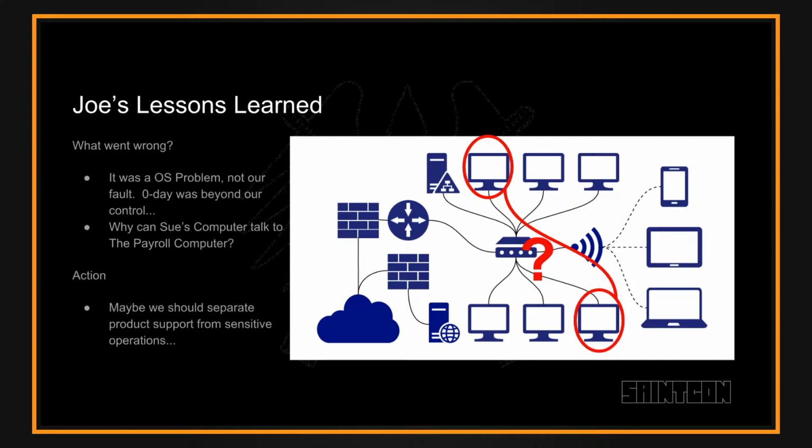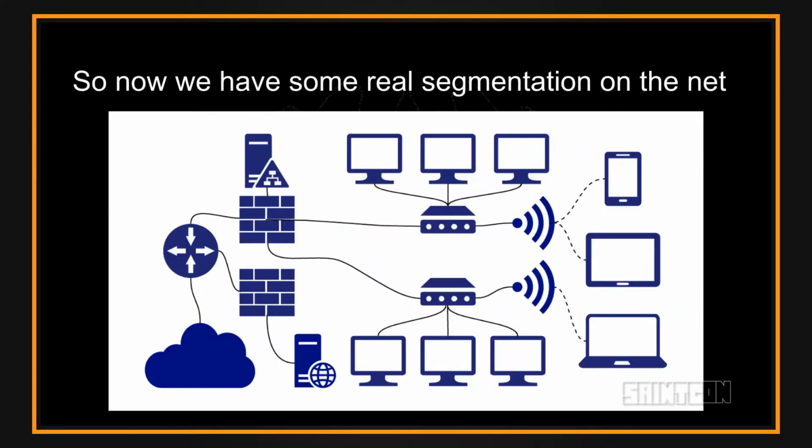Well, why can Sue's computer even see the payroll computer? Why does it need to? Is there a reason that Sue's computer needs to talk directly to the payroll computer? Well, that's a great question. So maybe we should separate product support from sensitive operations like payroll. So now we get some real segmentation going on here, okay?